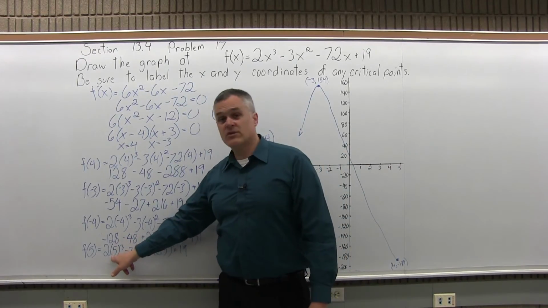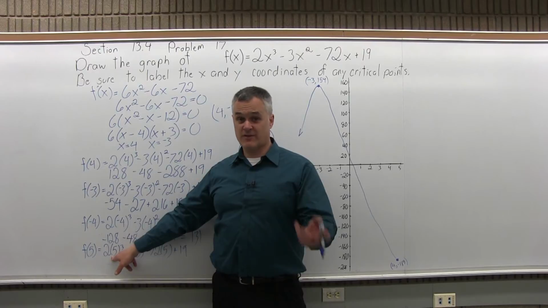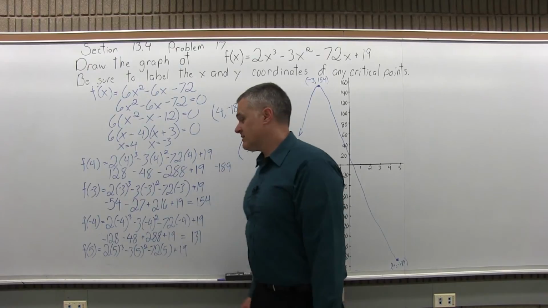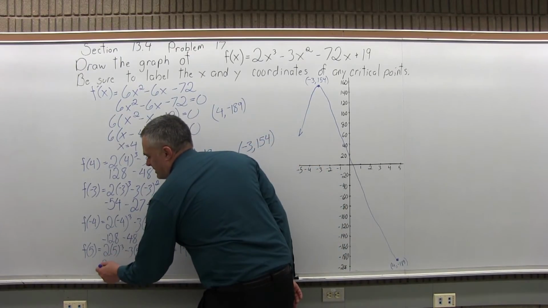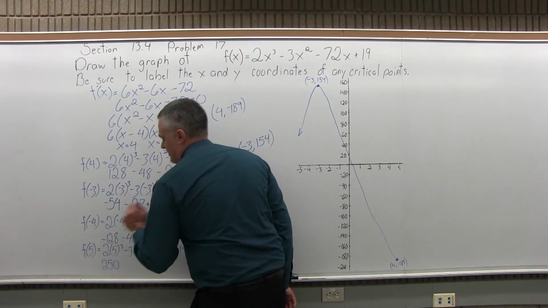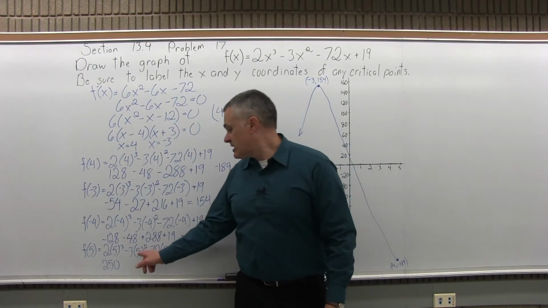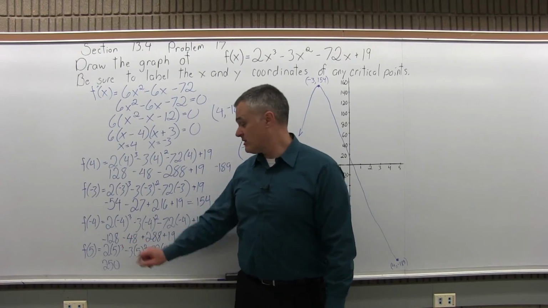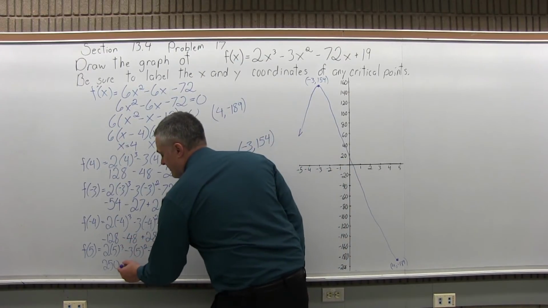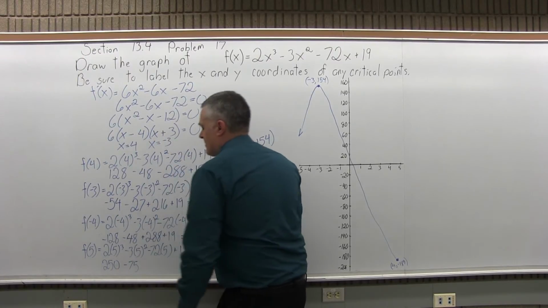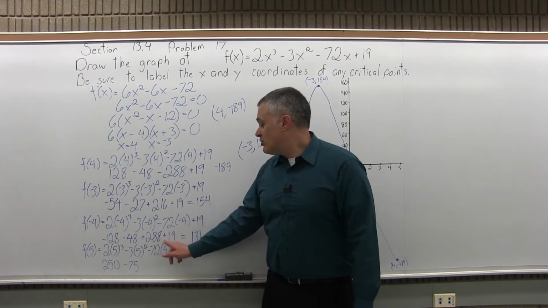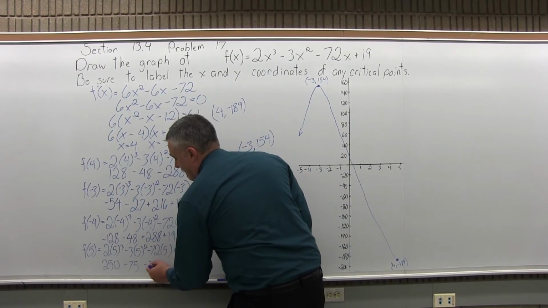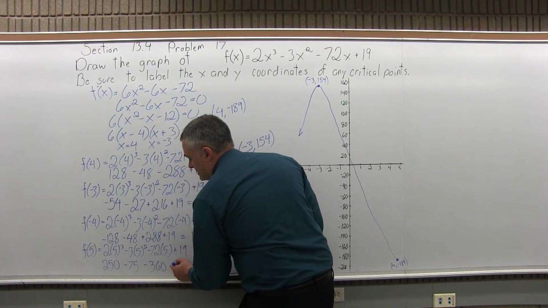Starting with the 2 times 5 cubed, first the 5 cubed, 5 times 5 times 5 again is 125, times 2 in front. Again, it's all positive, so 125 times 2 is positive 250. The next piece, minus 3 times 5 squared. Do the 5 squared first. 5 times 5 is 25, times the minus 3 in front is negative 75. And the next piece is negative 72 times positive 5, which would be negative 360. And I have plus 19.